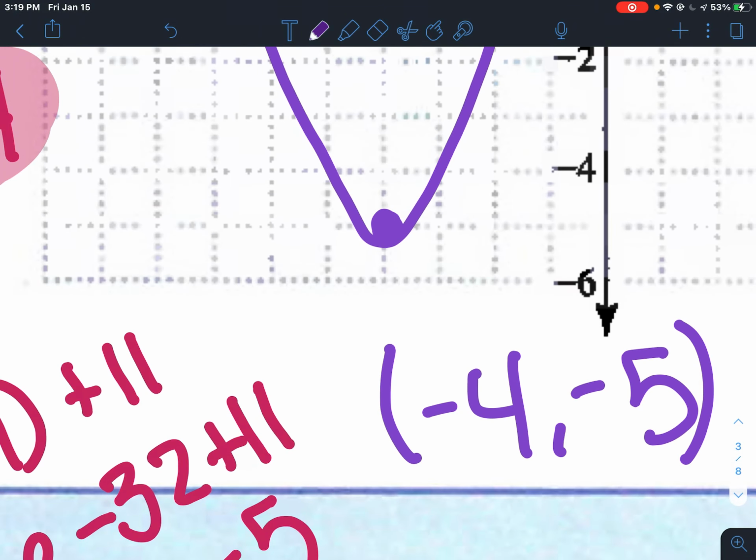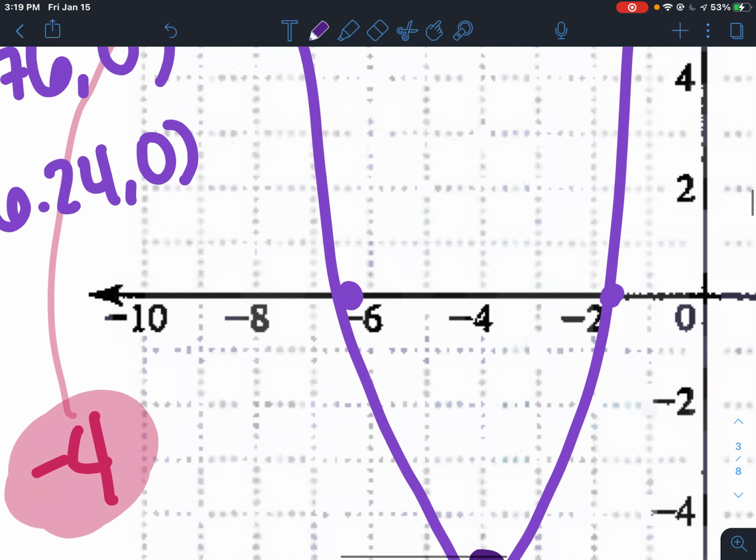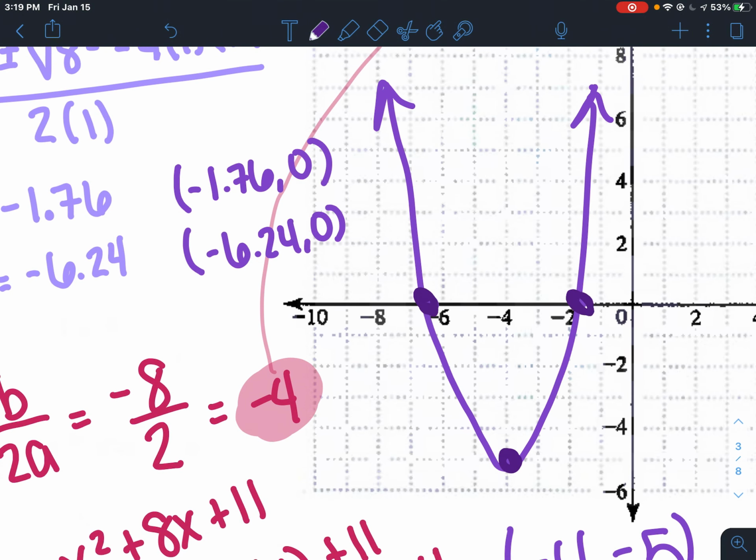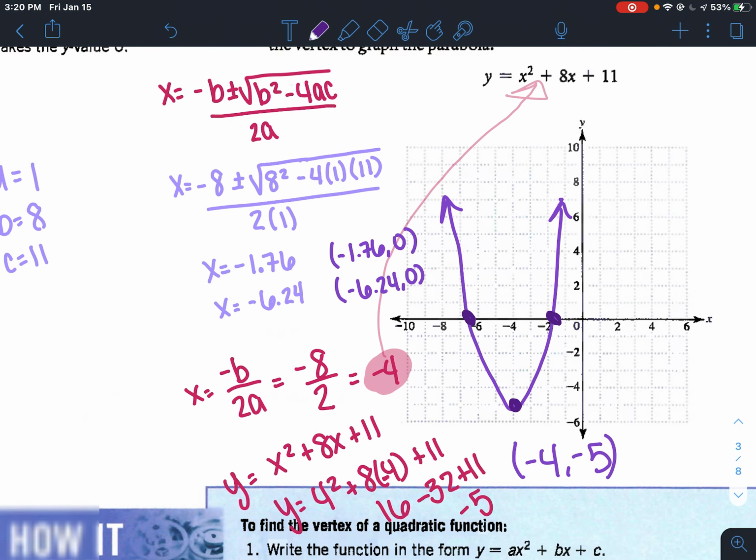So I drew in my vertex point. I drew in my intercepts. I kind of had to estimate because there were decimals and my graph does not go by decimals. And I lied. We did not find the y-intercept. So I just need the x-intercepts and the vertex, and then my beautiful parabola that I drew in there to connect all three of those points. Okay, if you needed a little bit more assistance, here you go. A little bit more broken down with the words for you to look at.